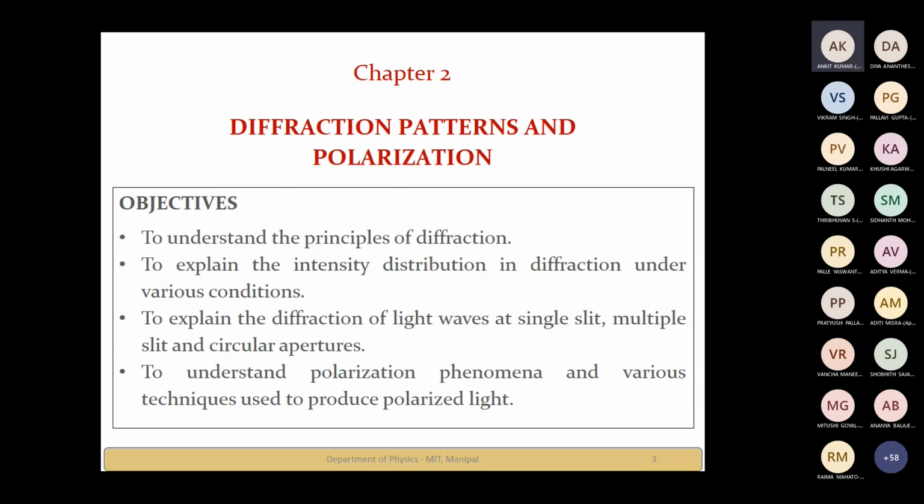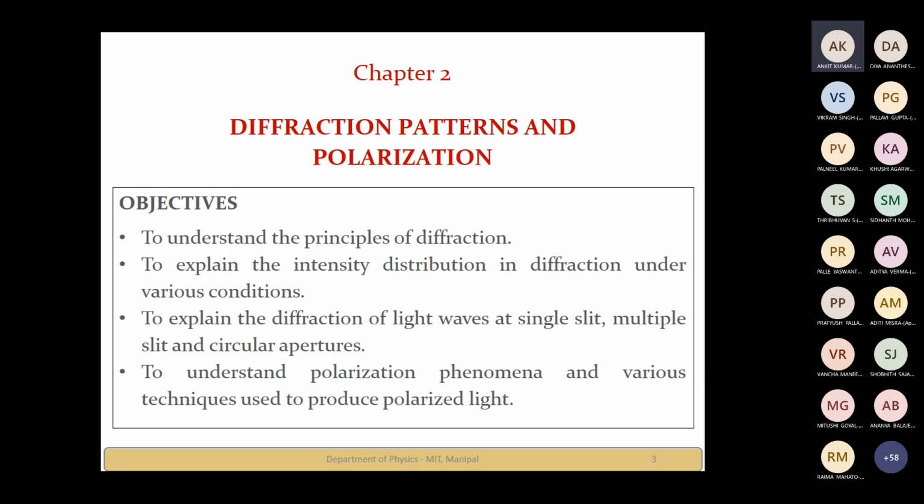The main objective of this chapter is to understand the principles of diffraction. This will explain the intensity distribution in case of diffraction under various conditions. We are going to see the slit as well as the circular cases. You have already studied the intensity distribution in case of interference alone, right? When we were studying the intensity distribution there, we were limiting the effects of diffraction, or in the sense, we did not consider the diffraction effects at all in our previous discussion.